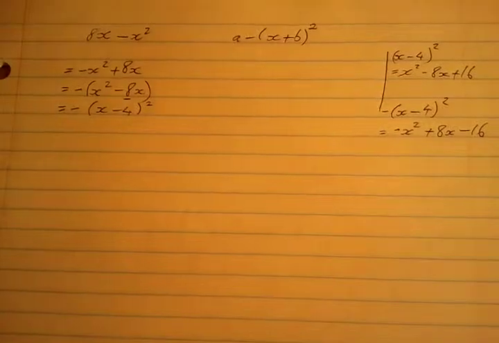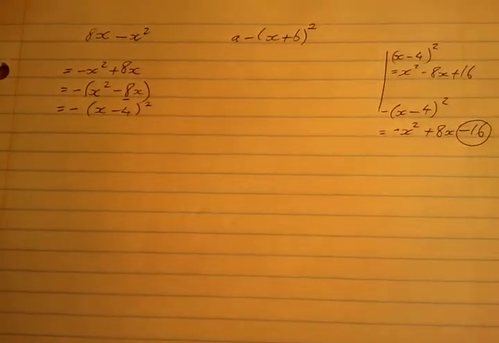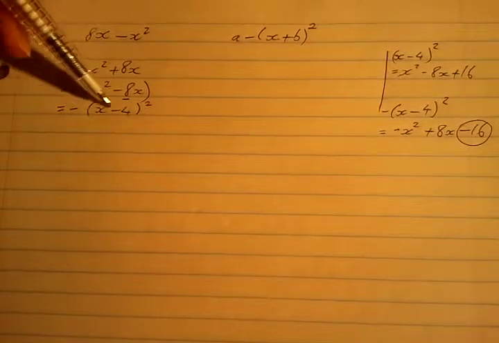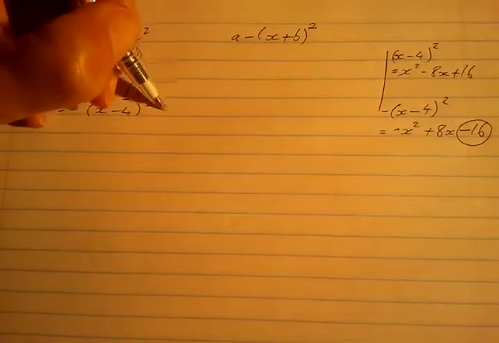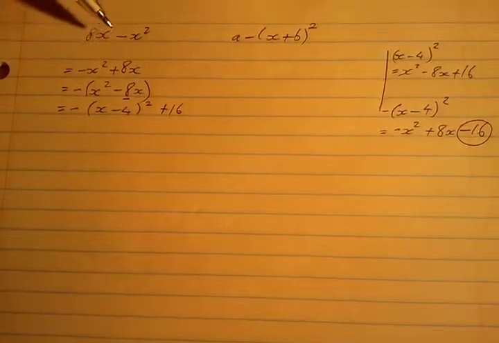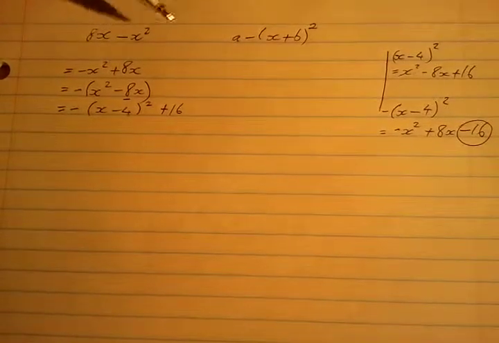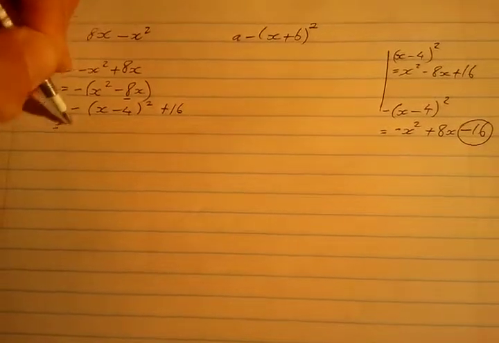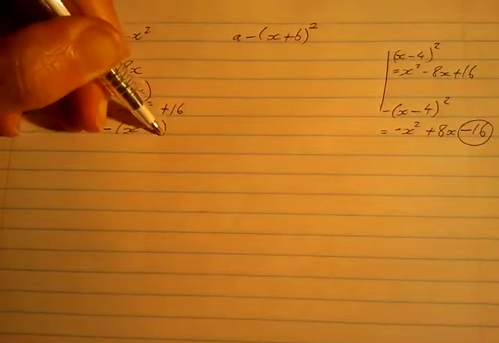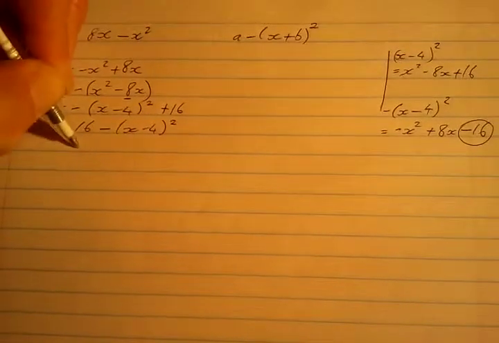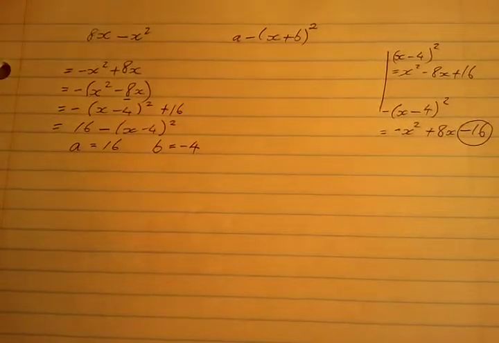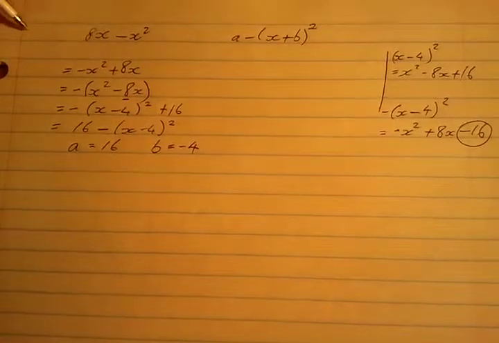And the reason we needed to check that is because this minus 16 here on the end has been created by accident. So we're going to end up with a minus 16 over here, which means that we need to add 16 to it to get back to the original statement. So now we've written 8x minus x squared in the form required. We could tidy it up a bit and put our 16 out the front. So 16 minus (x minus 4) all squared. And now we can say a equals 16 and b equals negative 4. So that's question 1, part 1 done.